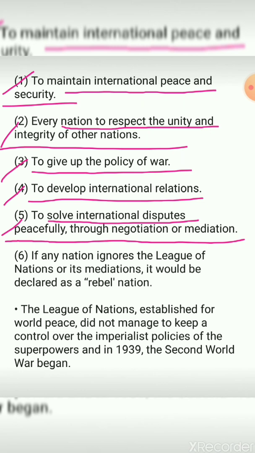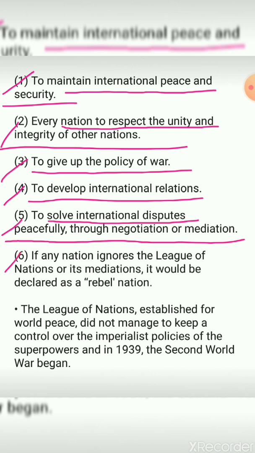Negotiation by talking, right? If any country is having a dispute, an international dispute, that should be solved by the League of Nations very peacefully through negotiation by talking. No war to be done, only by talking. The dispute should be solved peacefully.